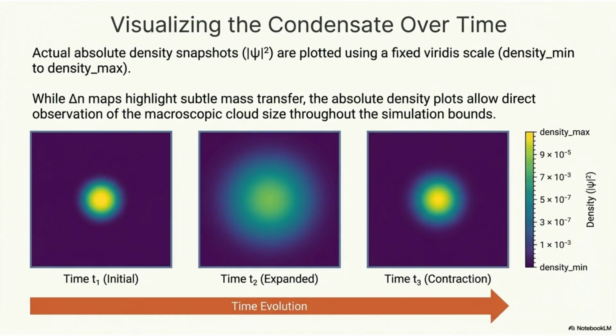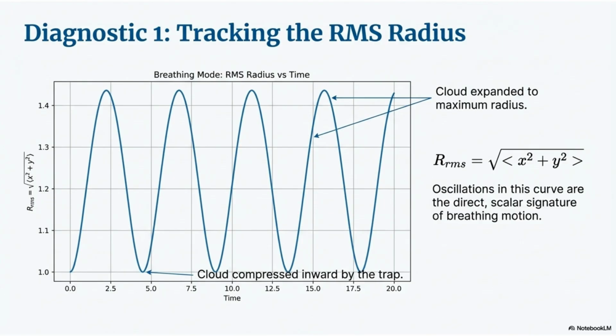Visualizing the absolute density shows the macroscopic cloud size throughout the simulation, while density change maps highlight subtle mass transfer. Absolute density plots allow for direct observation of the condensate's expansion and contraction over time. Tracking the R_RMS radius provides the direct scalar signature of the breathing motion. The regular oscillations show the cloud expanding to its maximum radius and compressing inward by the trap over the course of the simulation time.